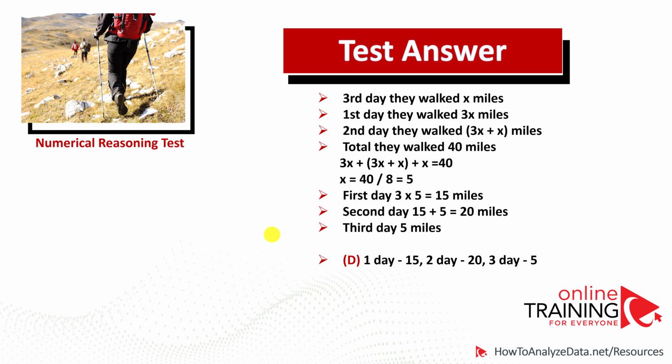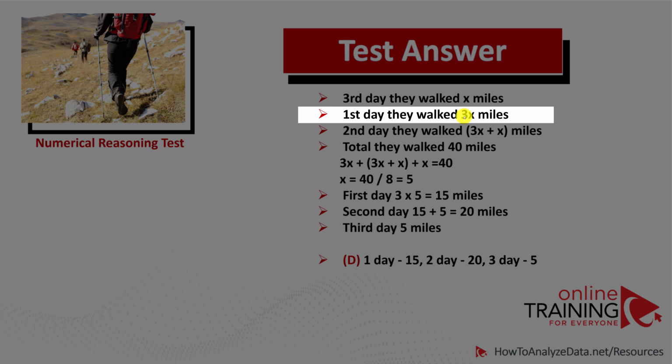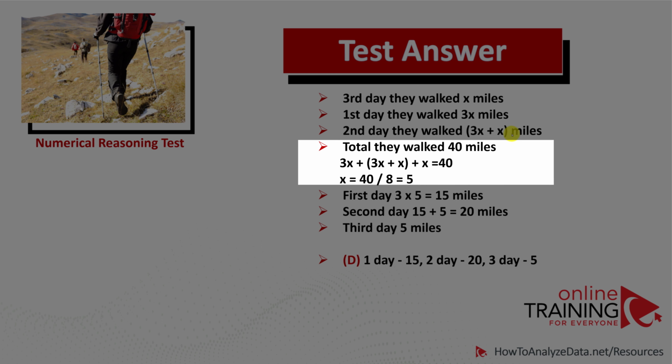If you want to solve this problem using the formula, you will see that on the third day they walked X miles, and on the first day they walked 3 times X miles. Then on the second day they walked 3 times X plus X miles, and in total they walked 40 miles. So the formula will be 3x plus 3x plus x equals 40. To get the value of x, we need to divide 40 by 8, which is equivalent to 5.